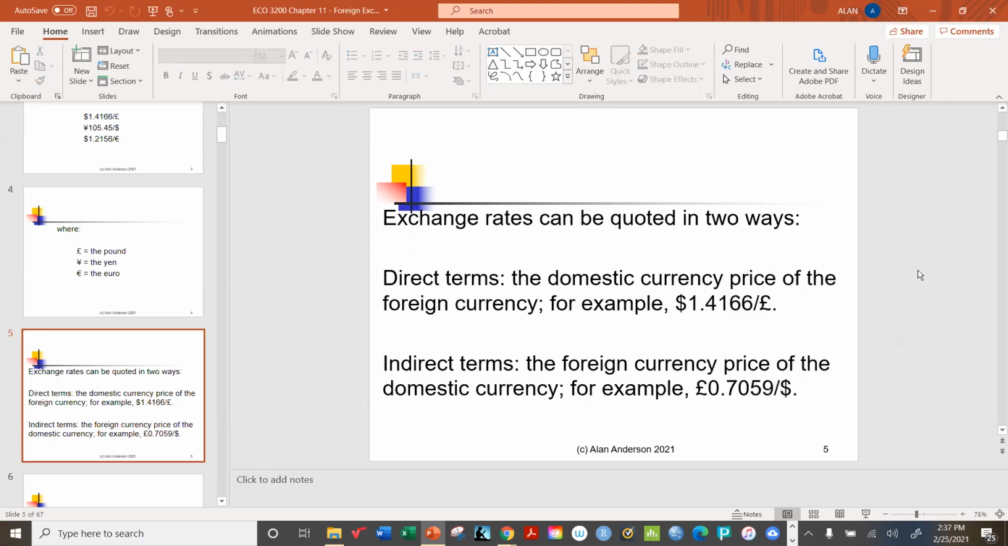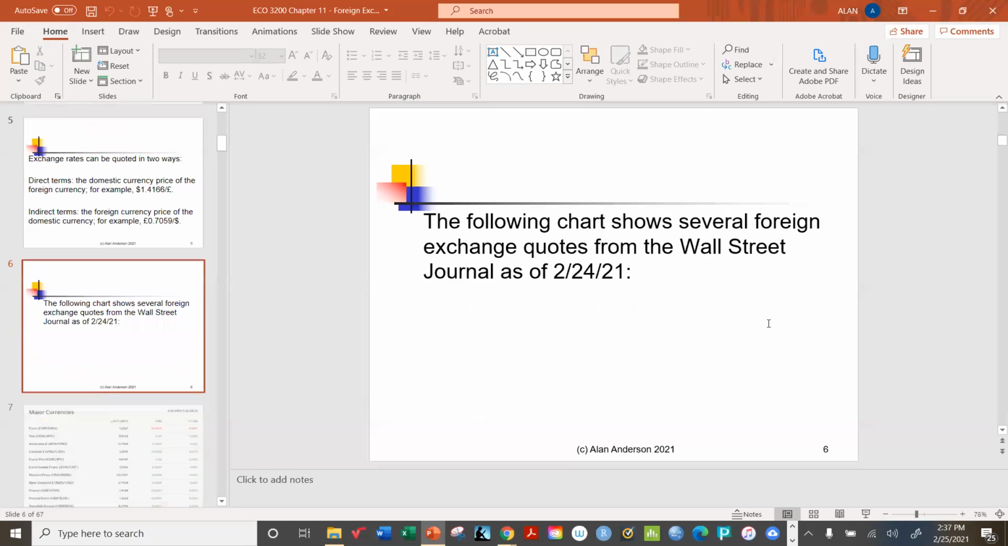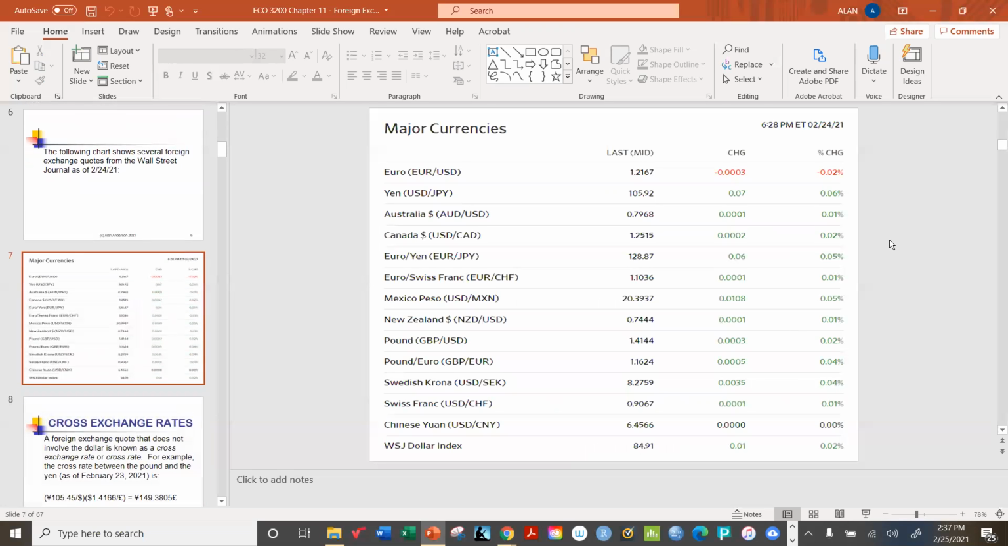And so that's how we know that they're the same thing, because if it's $1.4166 per pound, it must be 0.7059 pounds per dollar. So we have to be prepared to use either quote. But like I said, certain currencies tend to be quoted as dollars per unit of that currency, and in others, it's the other way around. So here's an example. Now, this came out of the Wall Street Journal yesterday, and you can see there's a lot more quotes here.